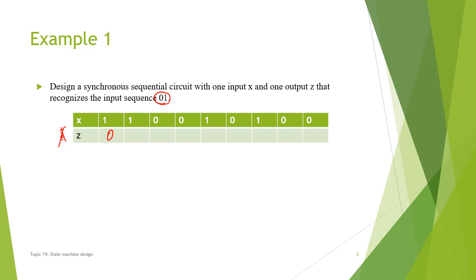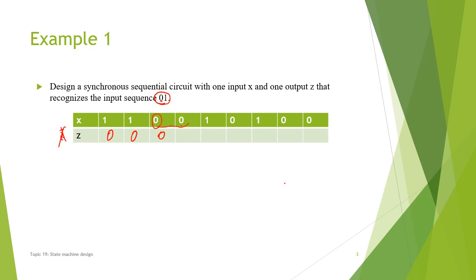Then the next bit of data is still 1, which means Z is still 0, right? Now the third bit of data is 0. This matches the first bit of the pattern we want to detect. So there's a possibility, right? We can detect that pattern, but right now it's too early to tell the result. So Z is still 0. We need to save this data and look at the next bit of data, which is also 0 here.